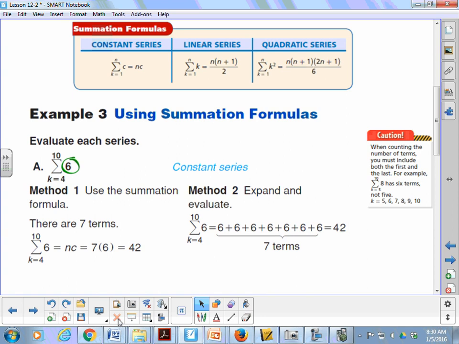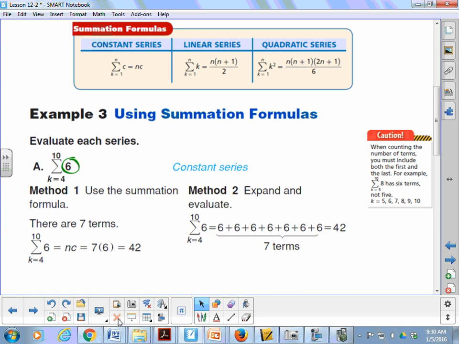So a constant series is pretty easy. However many numbers you're going to add up, you multiply it by that number. Way easier just to do that than to take the time and plug it into my calculator. The fourth term, the fifth term, 6th, 7th, 8th, 9th, and 10th. There's 7 numbers there, okay?